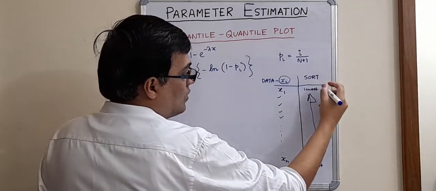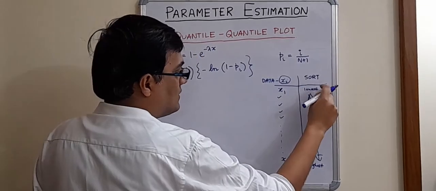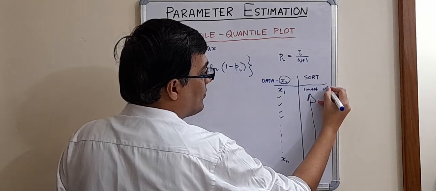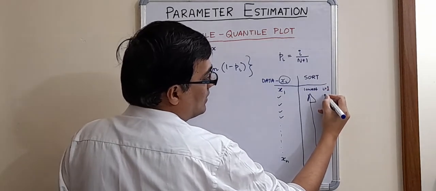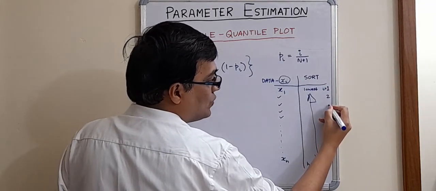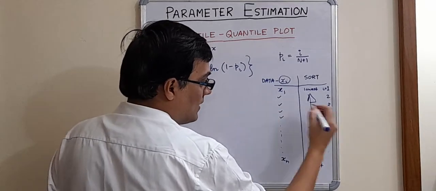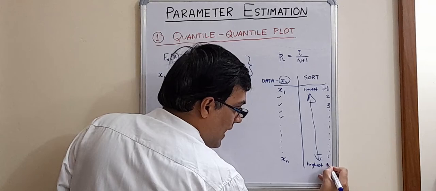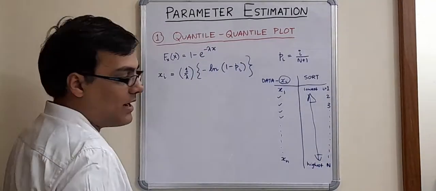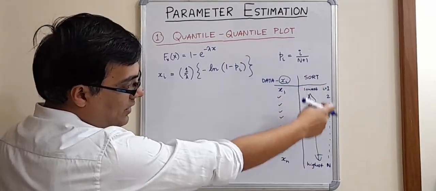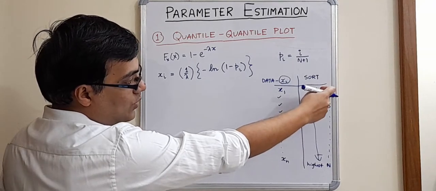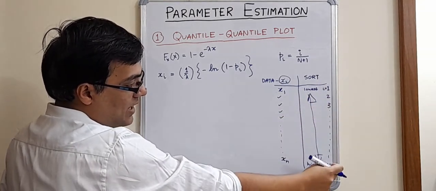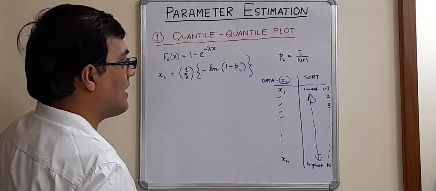So the topmost data will have a rank of 1, the second one will have a rank of 2, the third one will have a rank of 3, and the last one will have a rank of n, the highest one. So you sort this and find out the ranks. That is, the lowest one will have a rank of 1, the second one a rank of 2, the third one rank 3, and the last one has the rank of n.